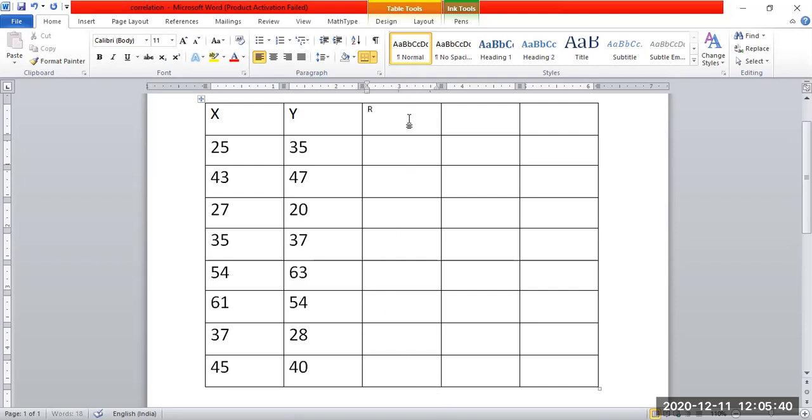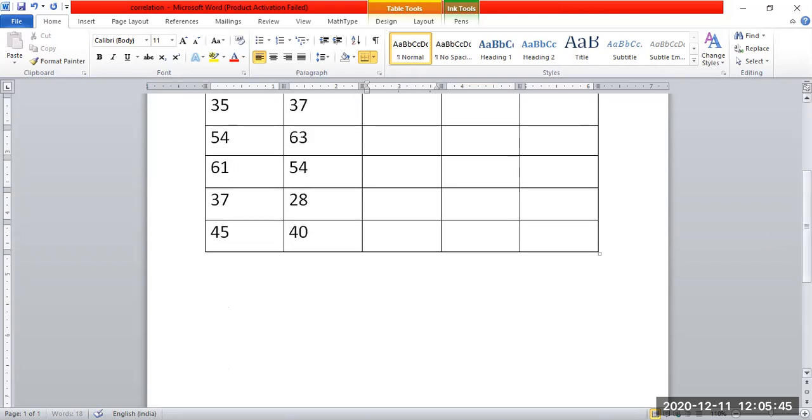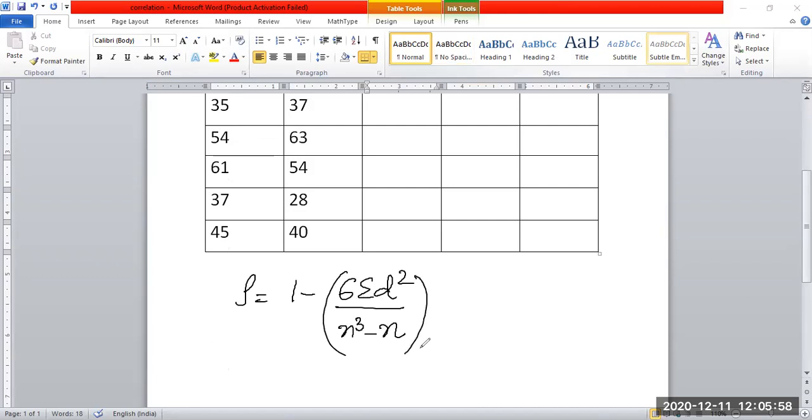Okay, can we go for the important one? Before that we need to write the formula, so that should be important. Formula: rho is equal to 1 minus 6 summation d square divided by n cube minus n. So this is the formula for the Spearman rank correlation coefficient without ties, where d is equal to R1 minus R2.